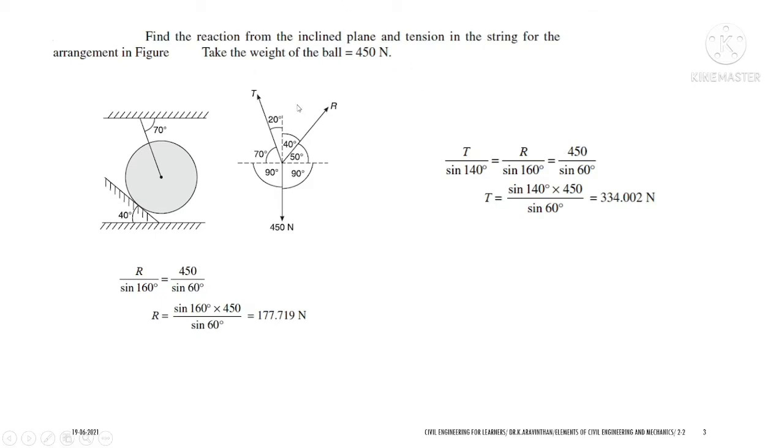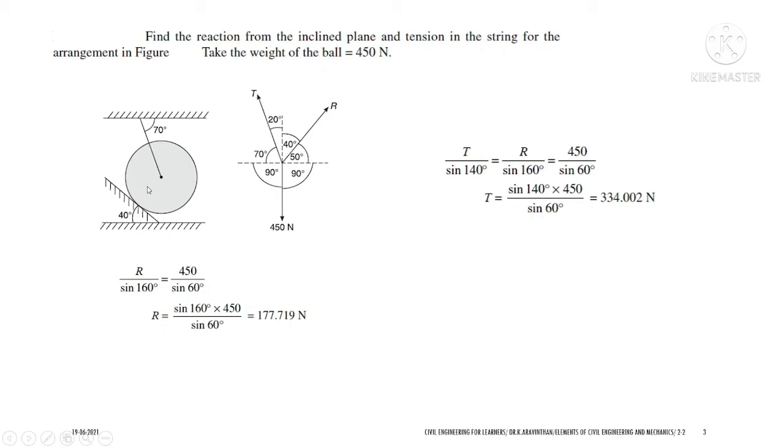Find the reaction from the inclined plane and the tension in the string for the arrangement in the figure. A figure is shown here and a string is attached. The string has an angle of 70 degrees, and with the string you have the sphere which is supported at the frame. So this is the frame. You have an angle of the frame as 40 degrees, and this is the arrangement of the sphere. You have to find the reactions. There will be three reactions.